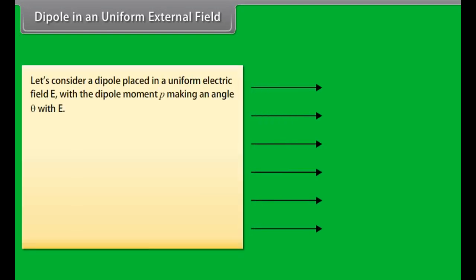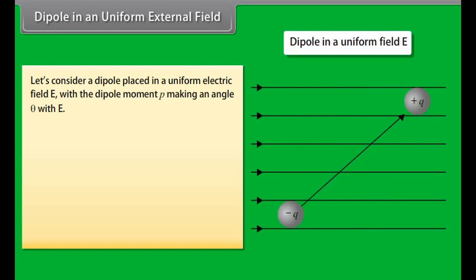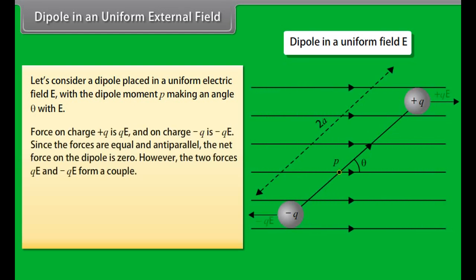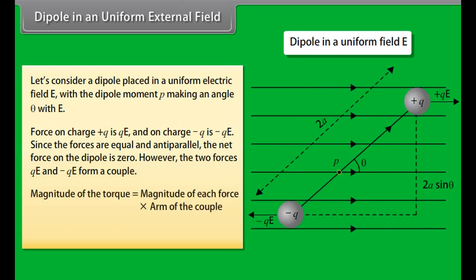Let's consider a dipole placed in a uniform electric field E, with the dipole moment P making an angle theta with E. Force on charge plus q is qE and on charge minus q is minus qE. Since the forces are equal and anti-parallel, the net force on the dipole is 0. However, the two forces qE and minus qE form a couple. Magnitude of the torque is equal to magnitude of each force into arm of the couple. This equation can be written as tau = P cross E.